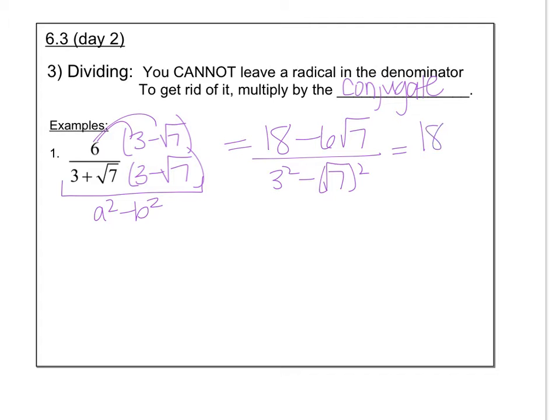So the top is going to stay the same. We can't combine those. One has a radical, one doesn't. But the bottom turns into 9 minus 7. So it's really 18 minus 6 radical 7 over 2.